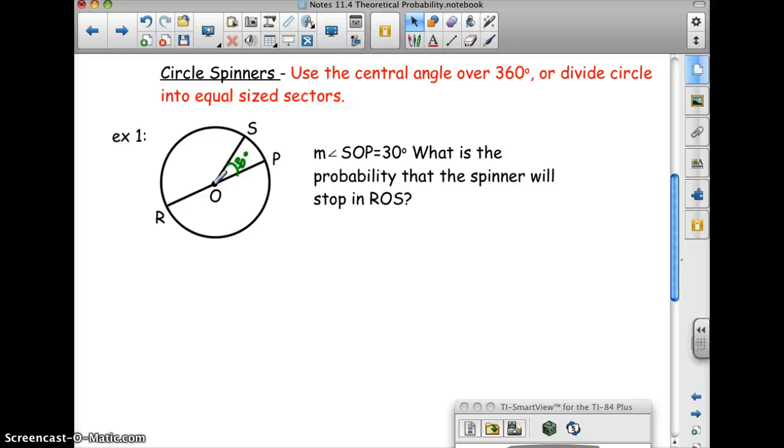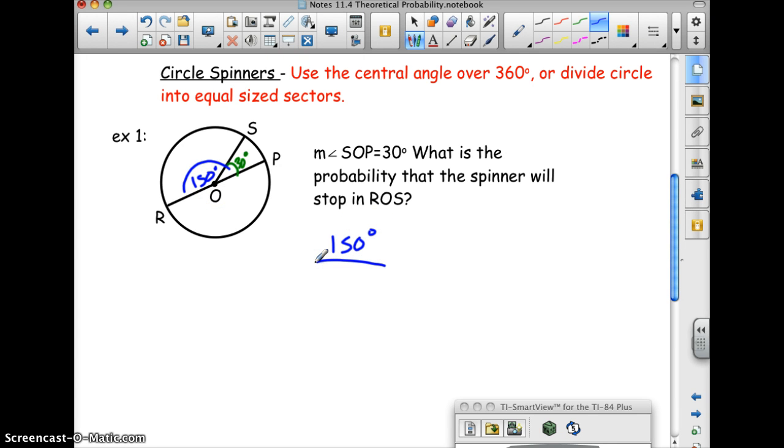All right, so the measure of angle SOP is 30 degrees. What is the probability a spinner will stop in ROS? So I need to know what ROS is. And these are supplementary angles, so that's 150 degrees right there. So the probability of stopping in ROS is really pretty simple. There's 150 degrees where I could be successful out of a total of 360 degrees. So it's 150 over 360.